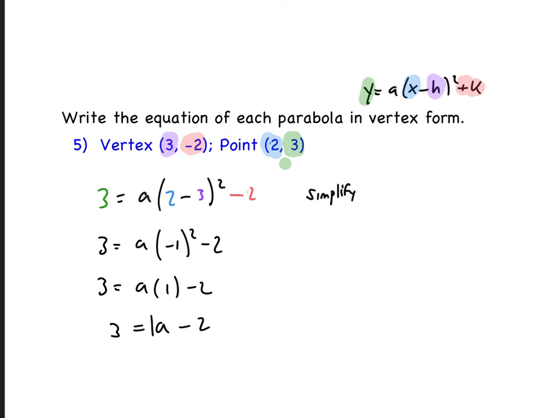Now that I've done that, now I'm ready to solve. Now I'm ready to get a by itself. So it's really about simplifying this value here. So 2 minus 3 squared goes in front of the number, and we did that. So 1a minus 2 equals 3, so of course I just need to get a by itself, which we add 2. So that means that 5 equals 1a, or 5 equals a. So now I know a.